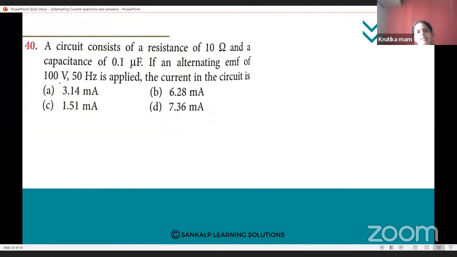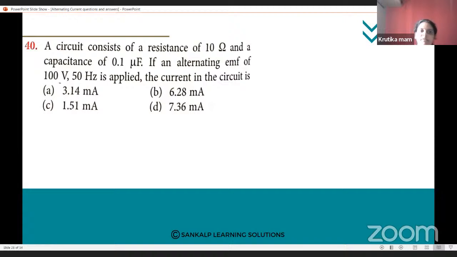Again, a numerical. A circuit consists of a resistance of 10 ohm and a capacitance of 0.1 microfarad. If an alternating EMF of 100 volt, 50 hertz is supplied, the current in the circuit is. So what is the current in the circuit?